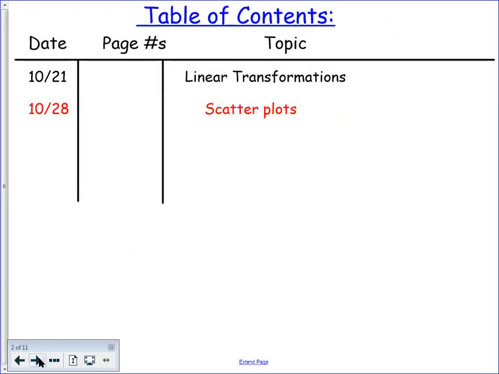All right, so update your table of contents. Again, today is the 28th, and we're talking scatterplots today. As a reminder, tomorrow you guys will have a notebook check. I would definitely make sure your table of contents is up to date along with your entire notebook.